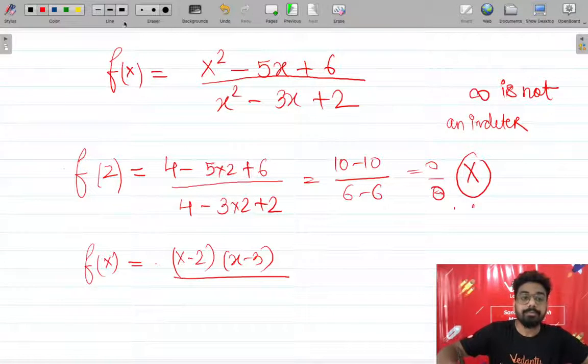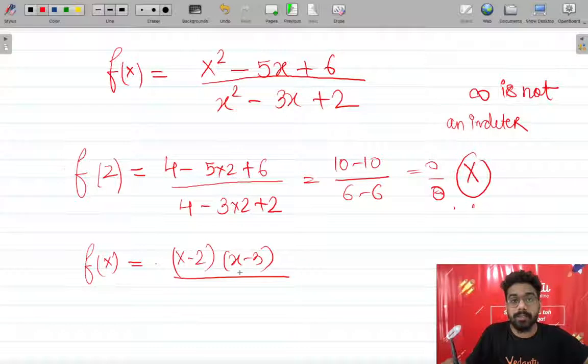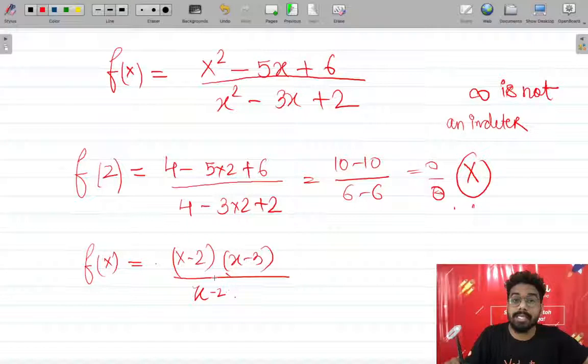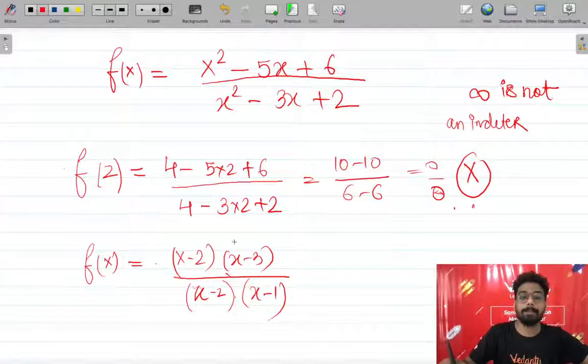So x minus 2 into x minus 3 upon x minus 2 into x minus 1. Why do you have this factor, x minus 2 into x minus 1? Because x equal to 2 is making your denominator 0. And when something makes it 0, it will become a factor. So x minus 2, x minus 3 upon x minus 2 into x minus 1. And now you can cancel.